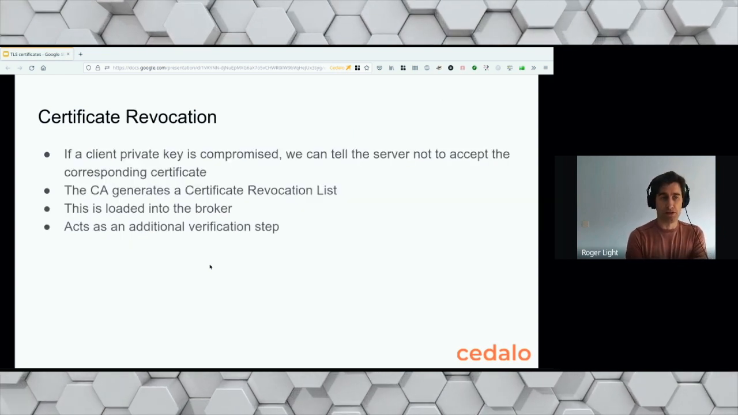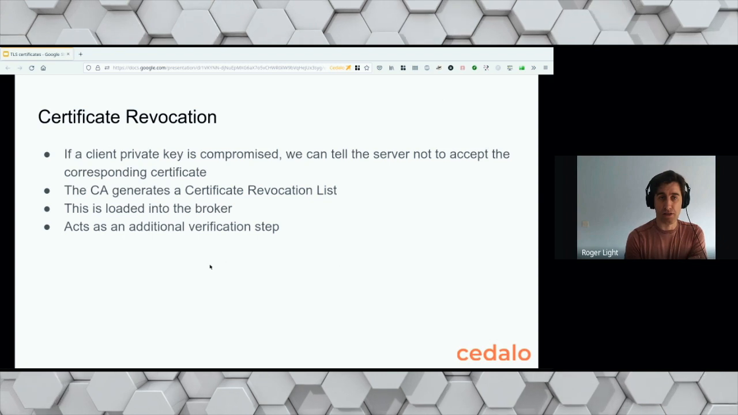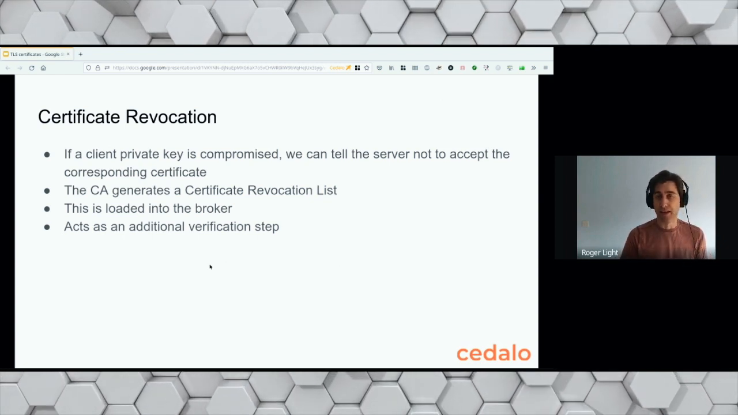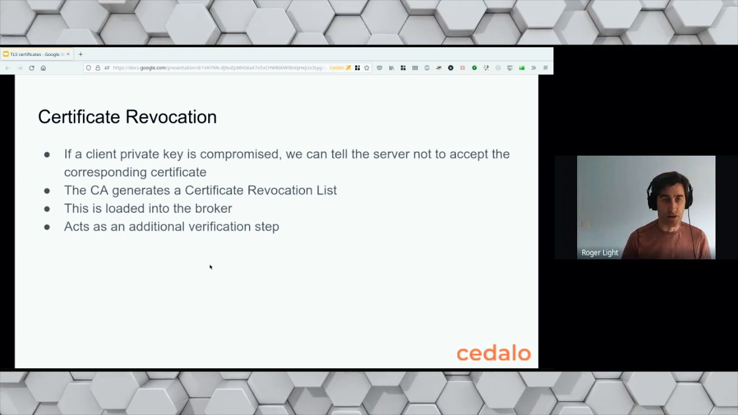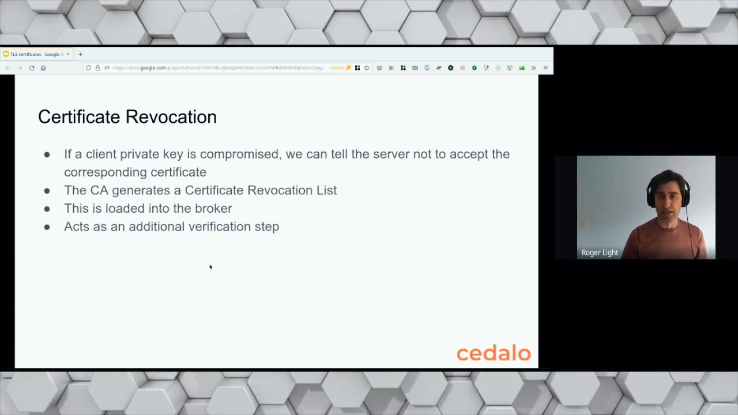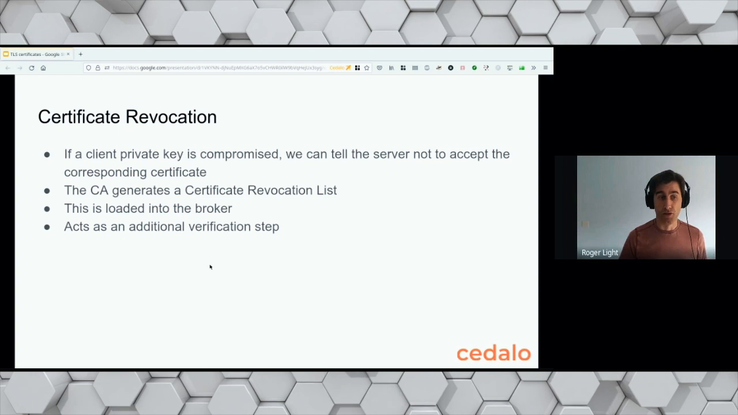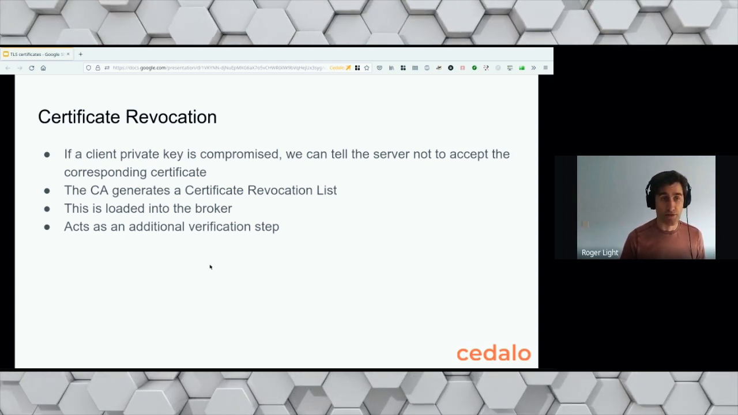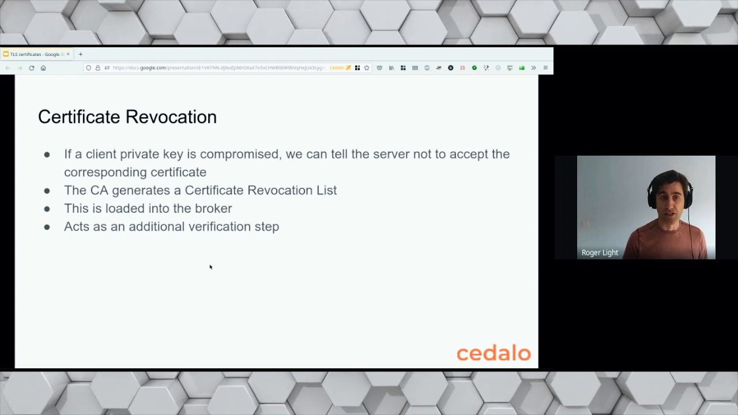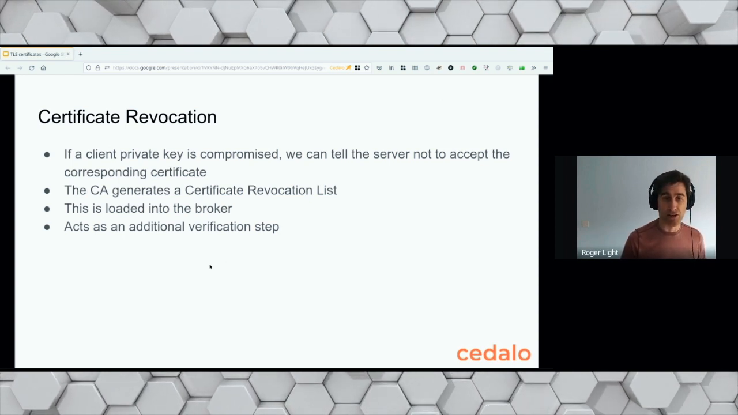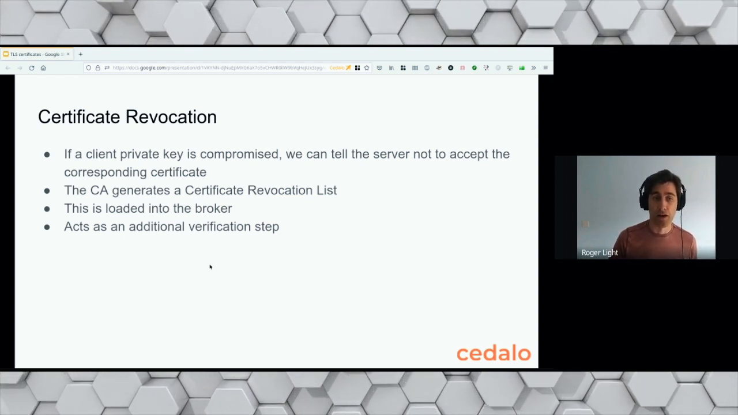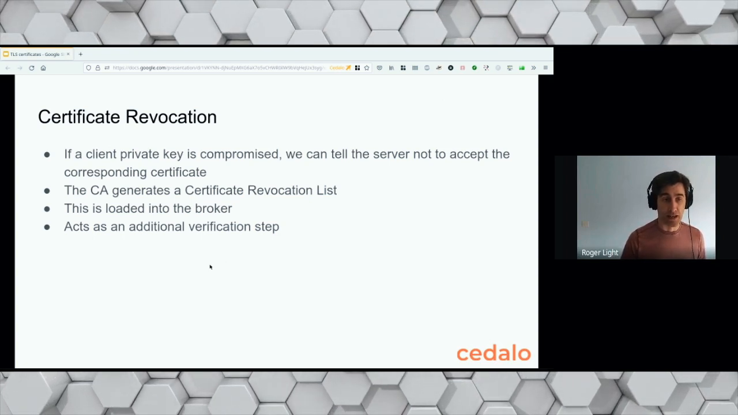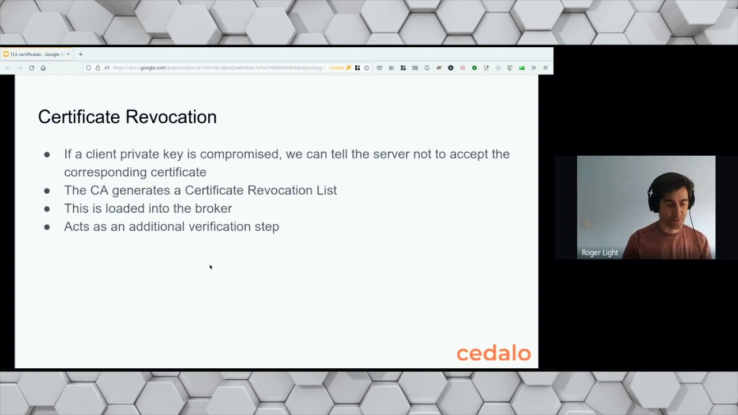I also did mention revoking certificates briefly. If a client private key, or the server private key, of course, is compromised, then we can tell the server not to accept the corresponding certificate for that private key. So the CA would then generate a certificate revocation list, which is loaded into the broker, and that then acts as an additional verification step during the connection phase.